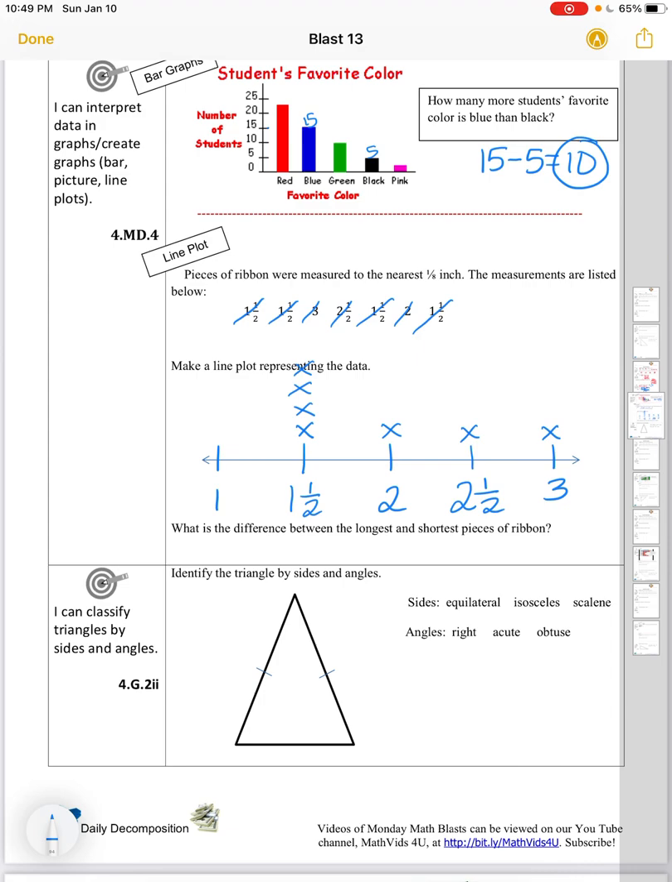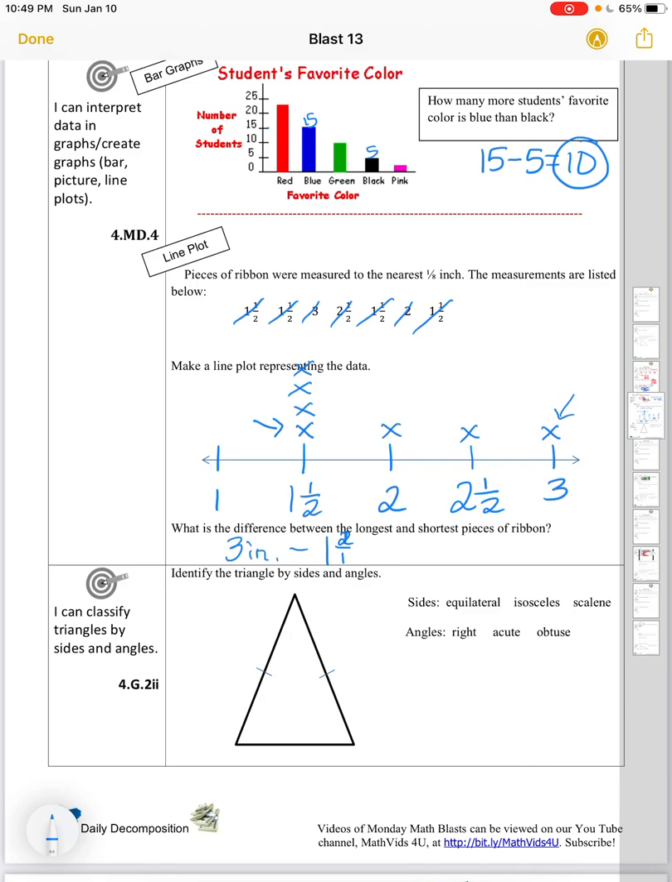What is the difference between the longest and shortest pieces of ribbon? Well, the longest piece of ribbon would be the piece that measured the longest in length, the most, so that's 3 inches right here. And the shortest piece of ribbon would be the one that measured the shortest. Now, it's not going to be 1 inch, although that's on our line plot. We have no X's above that. So it's going to be one of these 1 1/2 inch measurements.